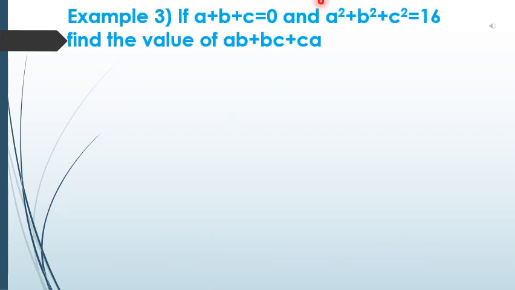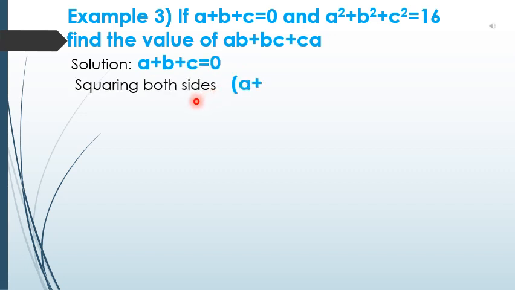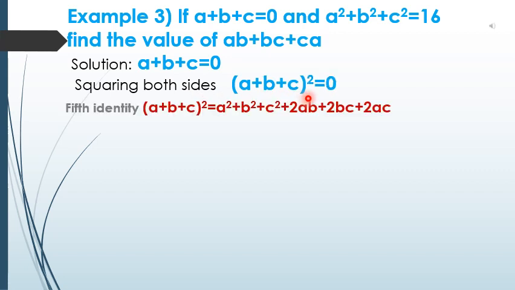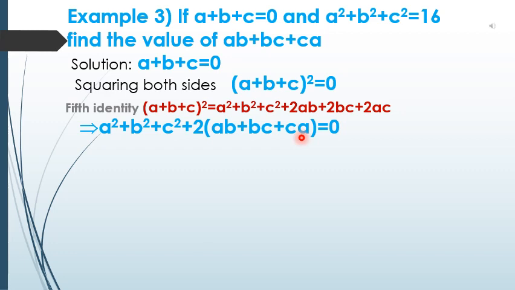Example 3. If a plus b plus c is equal to 0 and a square plus b square plus c square is equal to 16, find the value of ab plus bc plus ca. Solution. a plus b plus c is equal to 0. Squaring both sides, (a plus b plus c) whole square is equal to 0. This implies a square plus b square plus c square plus 2 into (ab plus bc plus ca) is equal to 0.